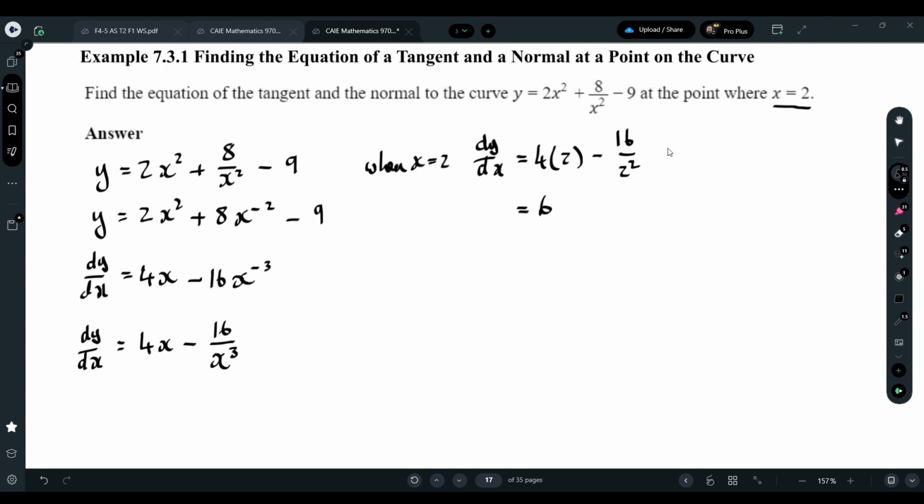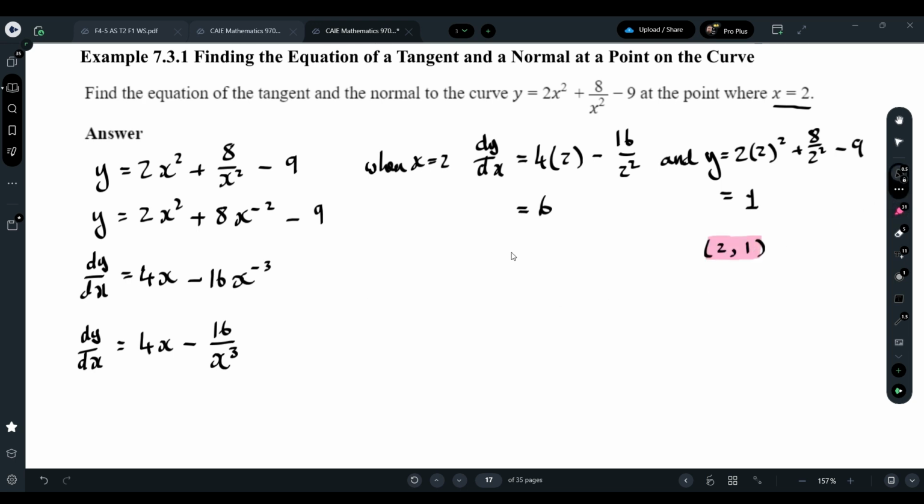Something else that will be useful and necessary for us to know is we will also want to know what is the y-coordinate in our original function when x is equal to 2. So for that, we will substitute the value of 2 back into our original function. And when we do that, we get the value of 1. Okay, so we find that when x is equal to 2, we get the gradient of 6, and the point of contact of the tangent to the curve will be at the point 2, 1. We're going to use that point later on.